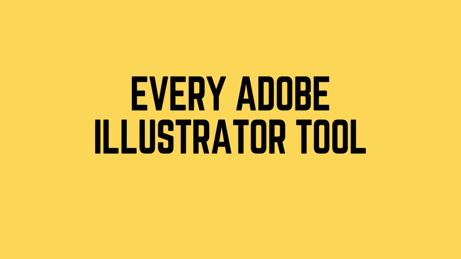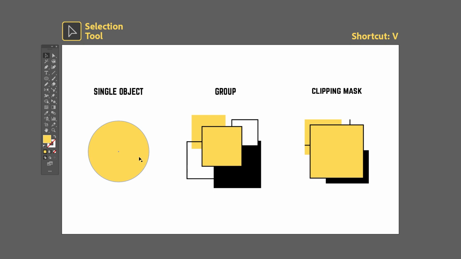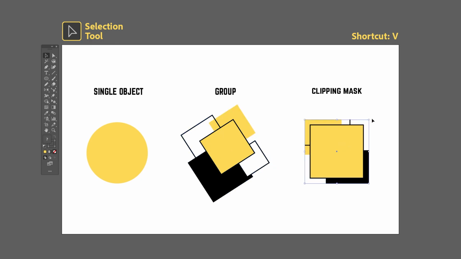Every Adobe Illustrator tool in under 20 minutes. The Selection tool, the most fundamental Illustrator tool and the one you spend the most time with. Shortcut is the letter V, used to make selections of entire objects, groups, and clipping masks, either by clicking or dragging. This tool is also used to move, scale, rotate, and round corners.